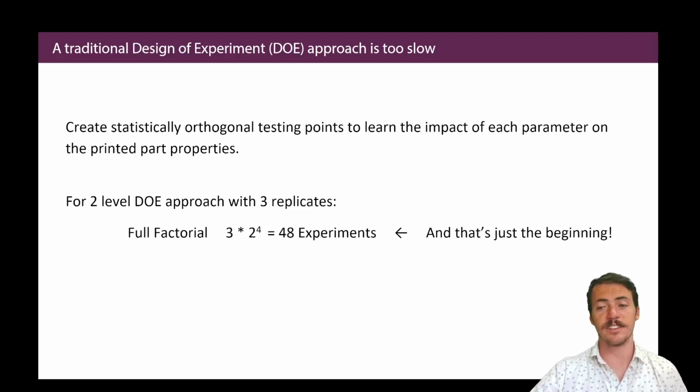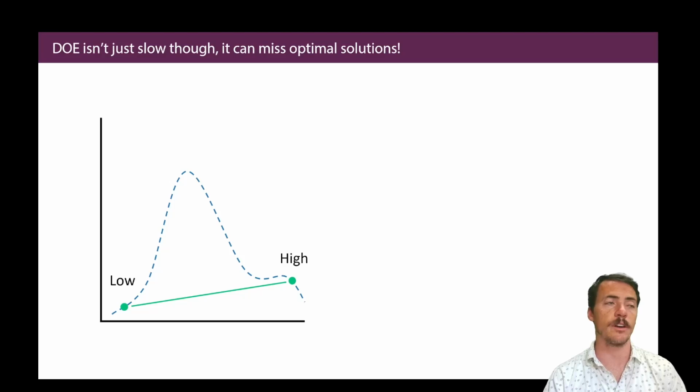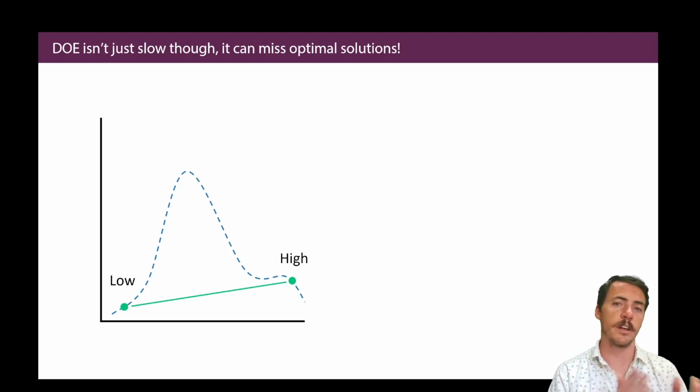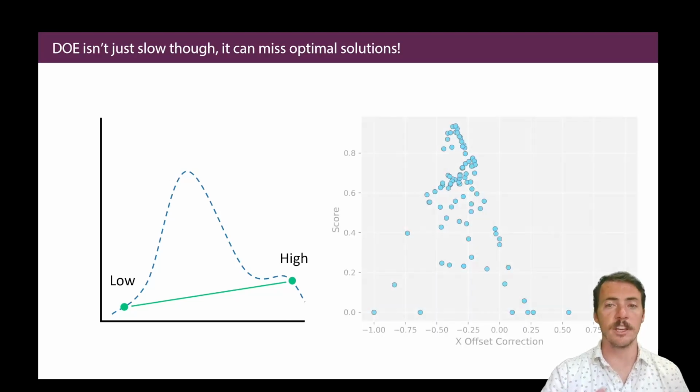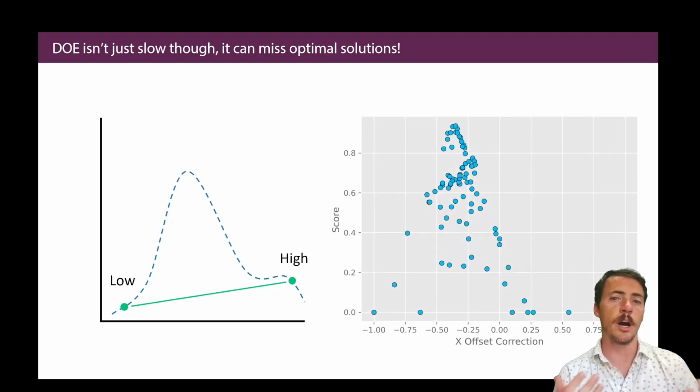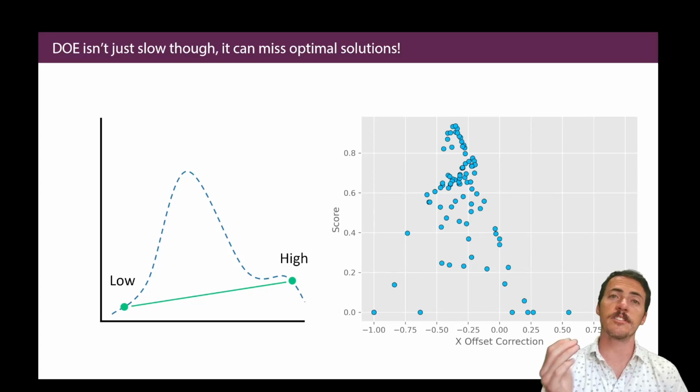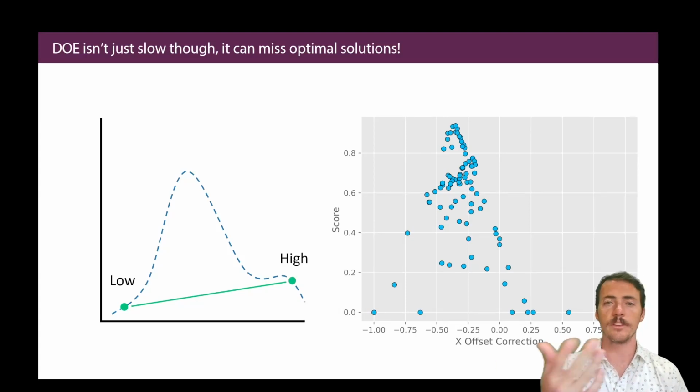And really that's just getting started, because your notion that we can just do a high and a low setting on all of our different parameters. What if the true optimum performance, which is most likely the case when you look at real data, is not just high or low, but rather somewhere in between?